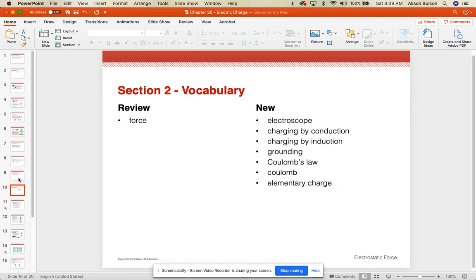So our vocabulary, again, you can also reference the virtual word wall that I've posted in this module on Canvas. To review, we remember that force means a push or pull, that it's a mutual force between two objects, that it can be attractive or repulsive. And our new vocabulary words are electroscope, charging by conduction, charging by induction, grounding, Coulomb's law, Coulomb, and elementary charge.